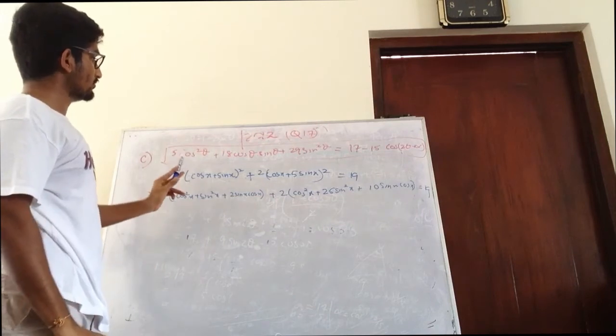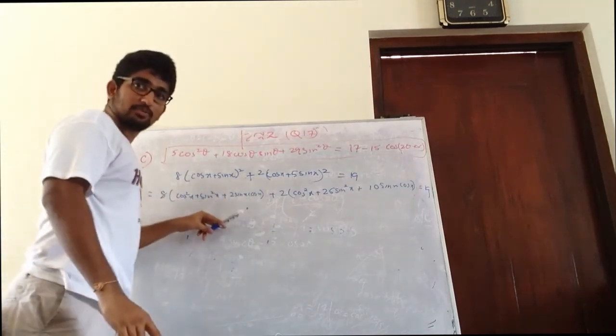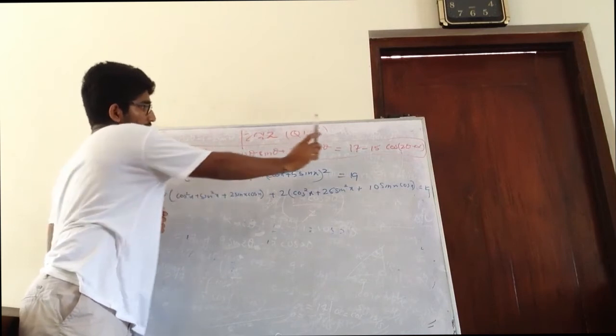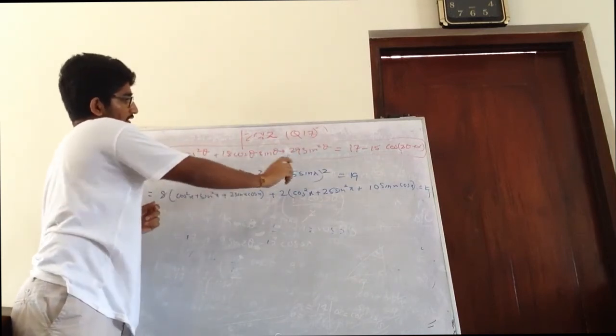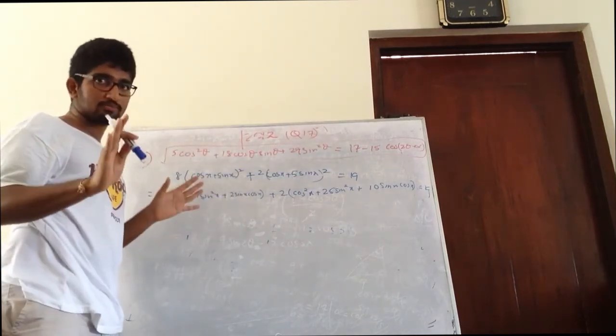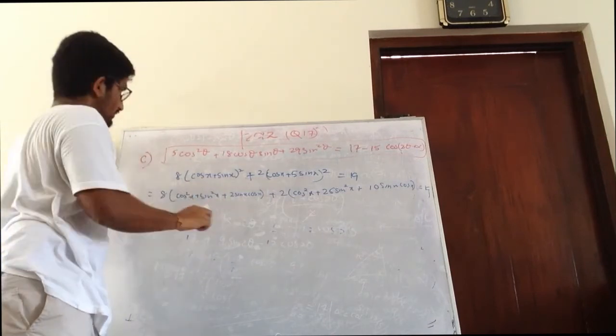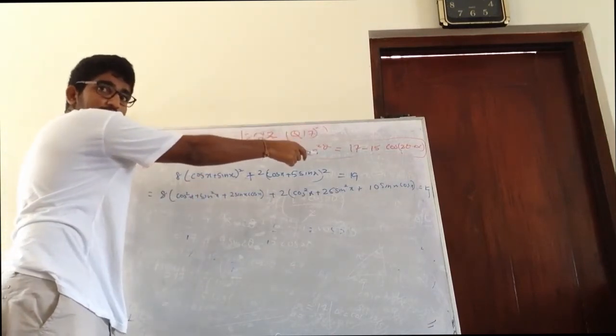Right, so remember I need to make this in terms of cos square theta, sin square theta, sin theta cos theta. Right, so that is my objective. So then I can simplify it in that way.